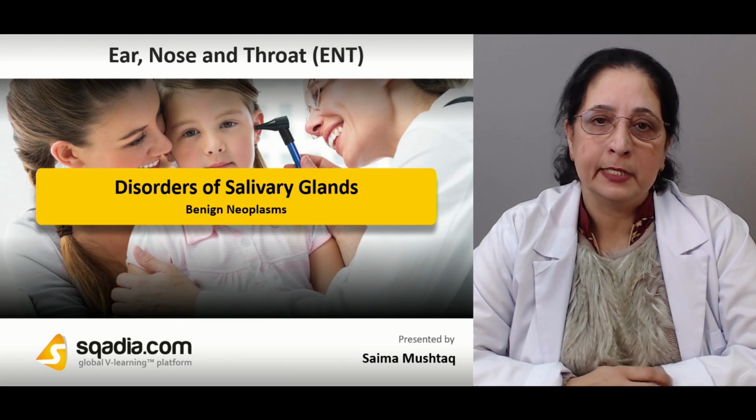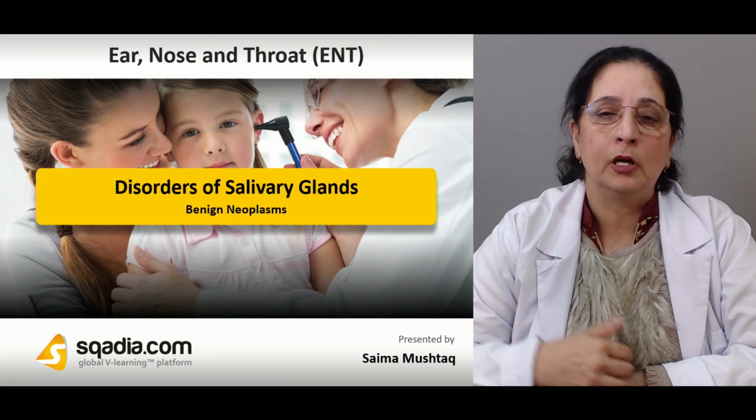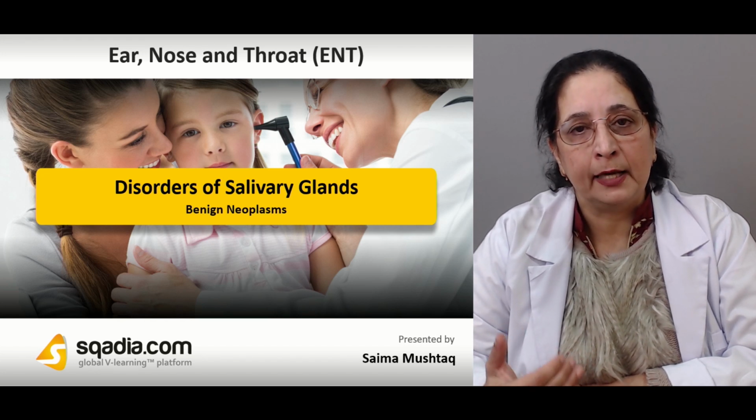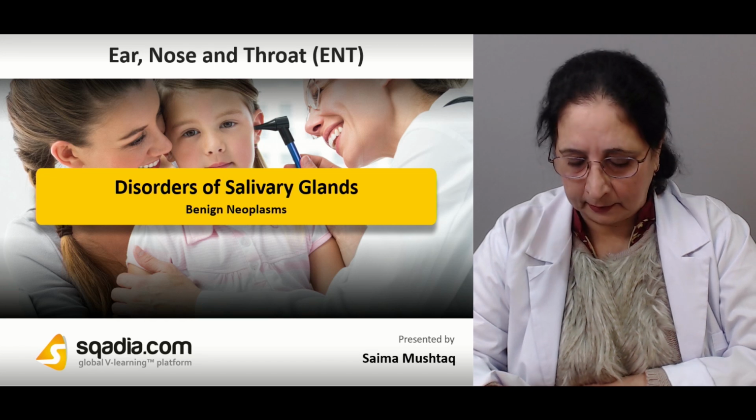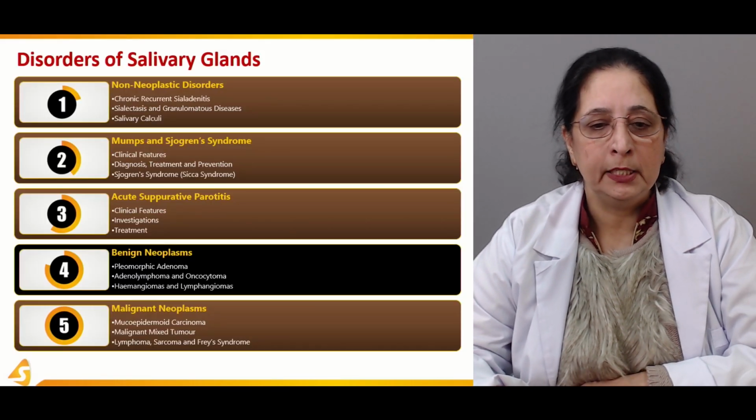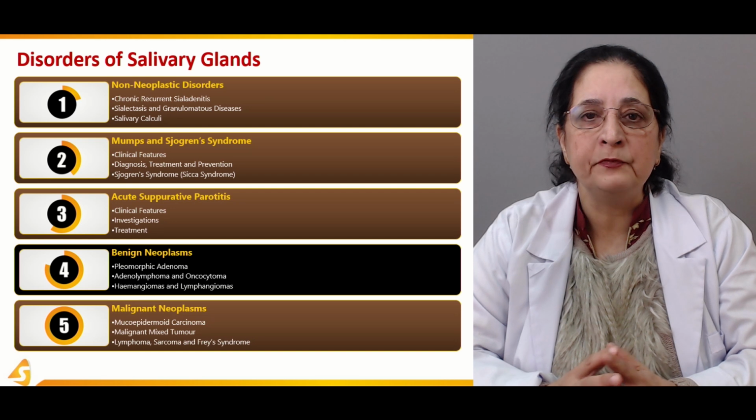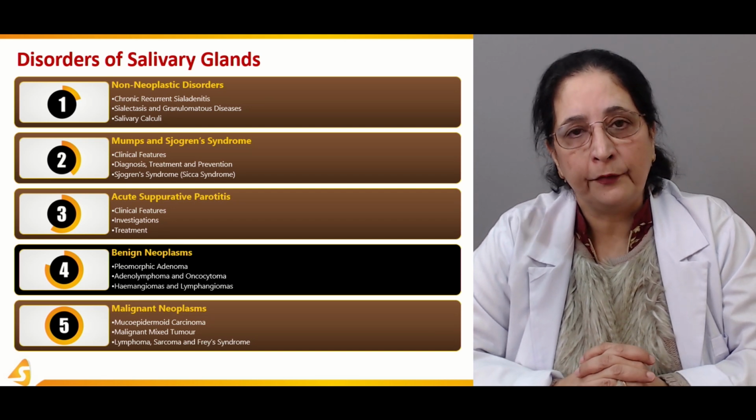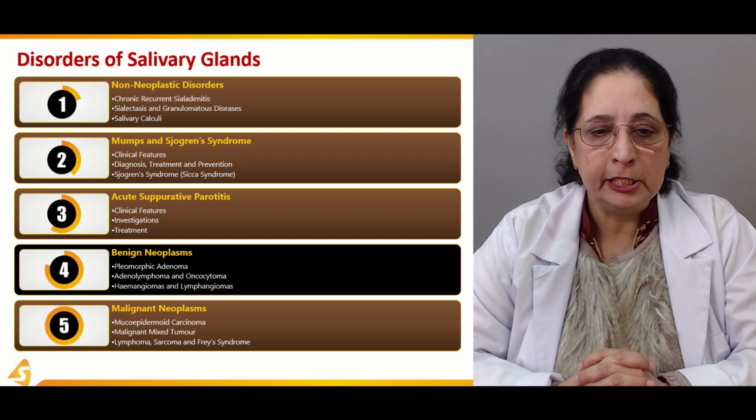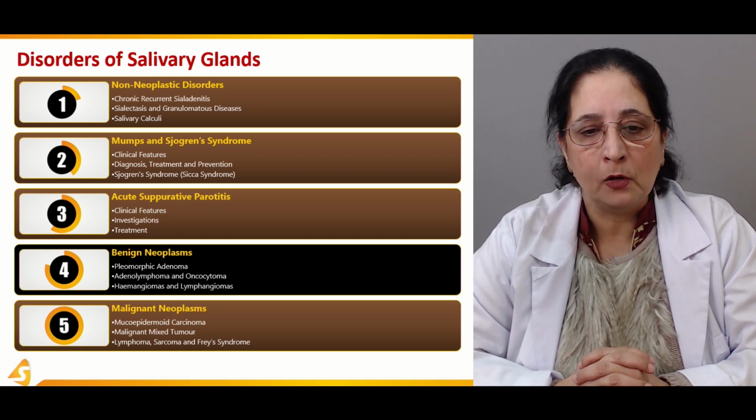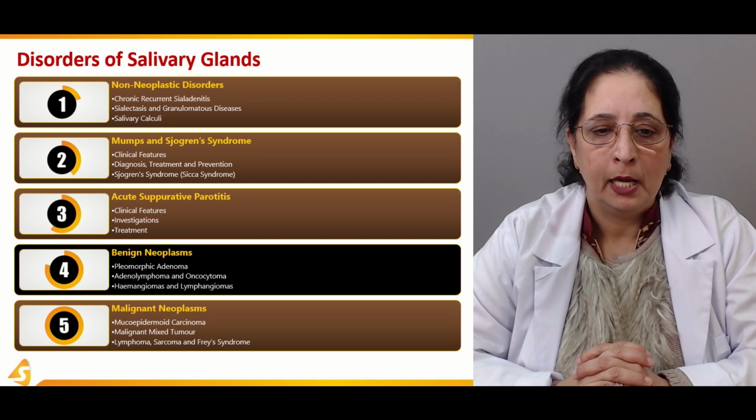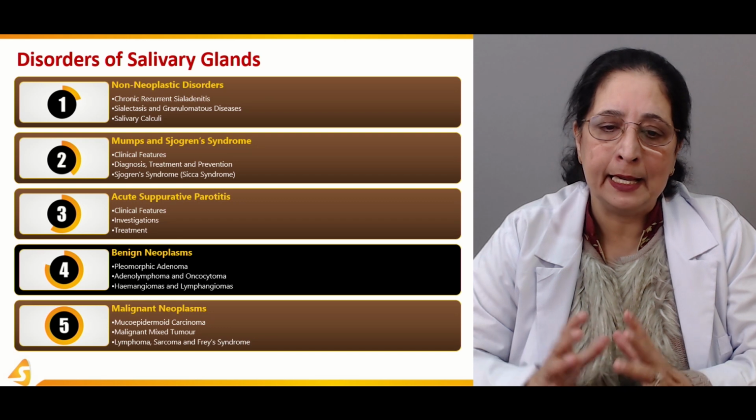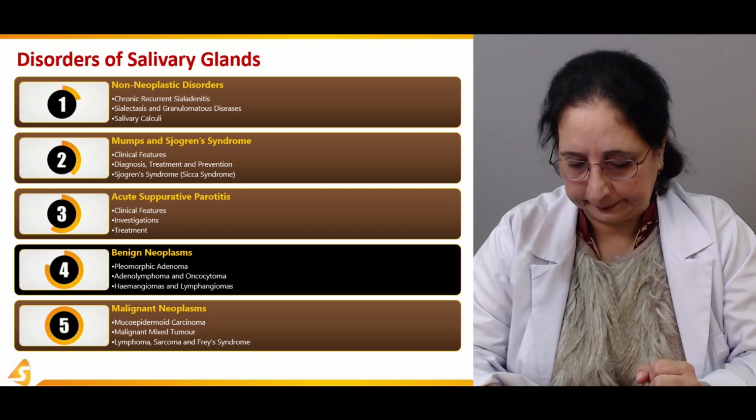Now, in the fourth section of our lecture, we will talk about some benign neoplasms that can affect the salivary glands of the body. The common benign neoplasms which we will discuss in this section will be the pleomorphic adenoma, adenolymphoma and oncocytoma, and also hemangiomas and lymphangiomas.